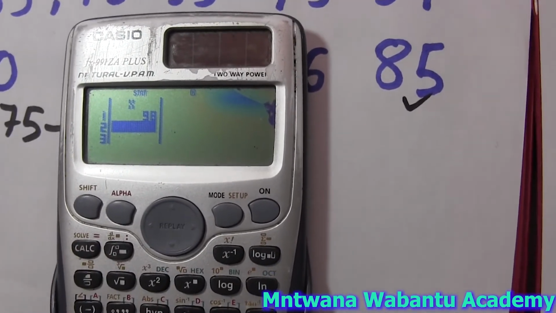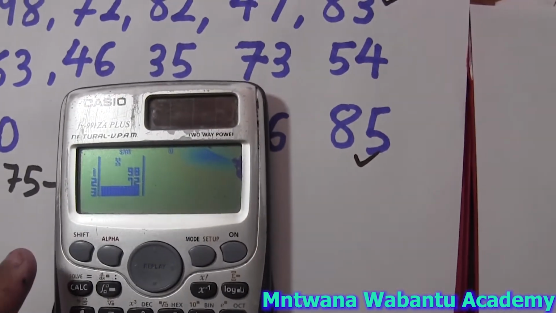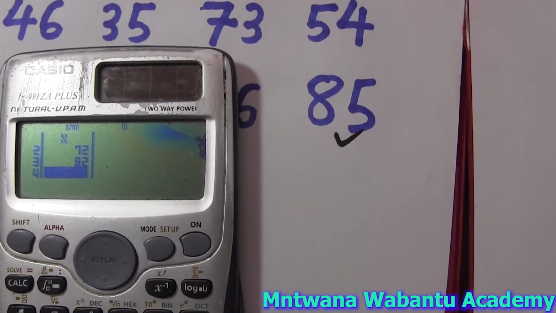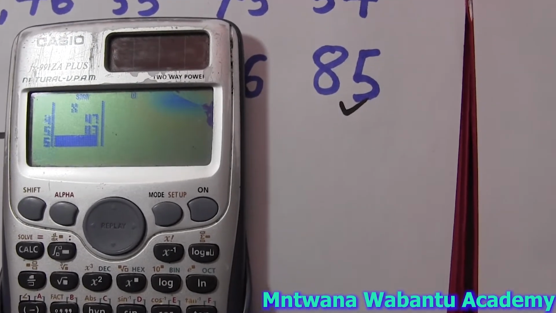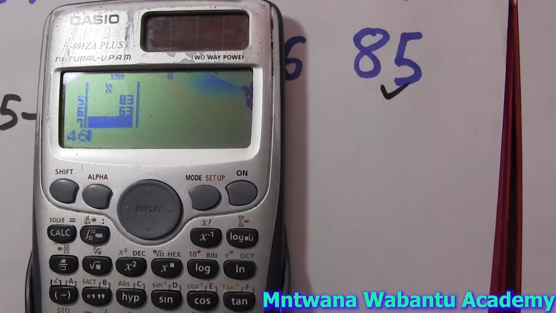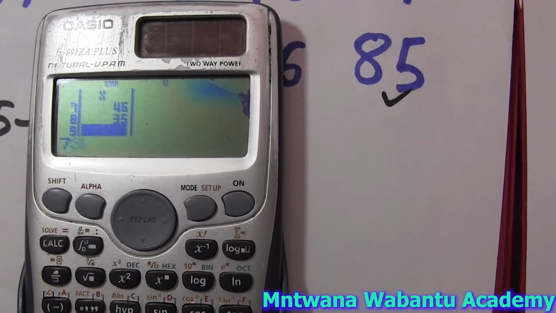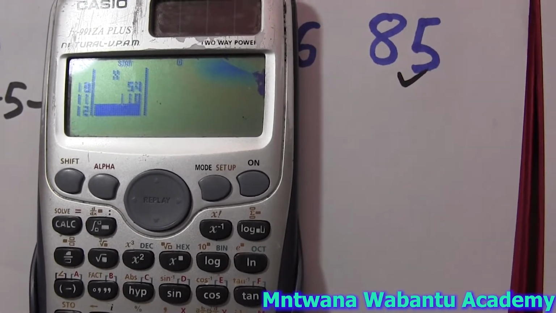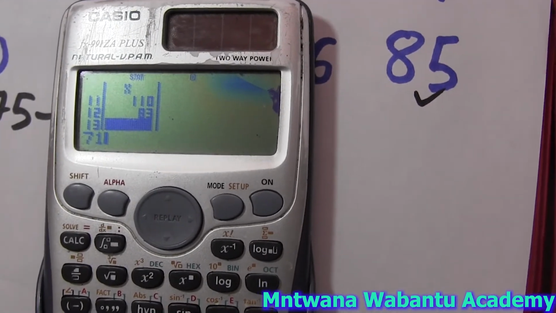So you put in all the data, each followed by equal. Let's go to the next one: 82 equal, then 47 equal, then 83 equal, then 63 equal, then 46 equal, 35 equal, 73 equal, then 54 equal, then 110 equal, then 83 equal, 71, and then equal.